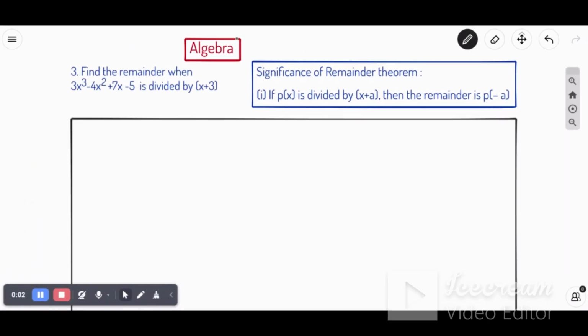Hi everyone. Let us start with algebra exercise 3.3 and question number 3 today. In this question, we are asked to find the remainder. When you are asked such a question, you will directly go and divide, right? But we have studied the remainder theorem. We can make use of this also. They didn't specify anything, so you can use any way to solve it.